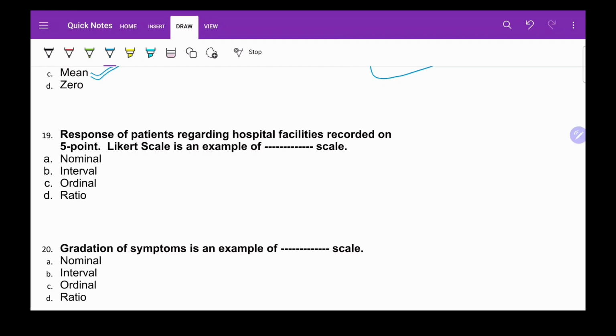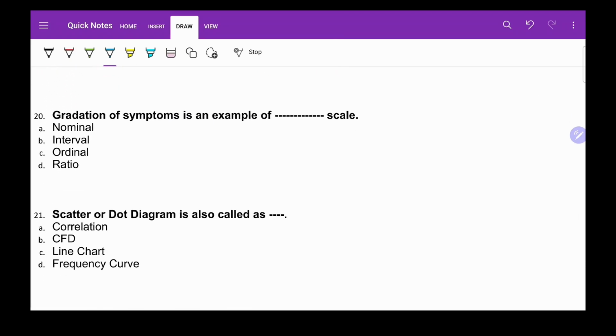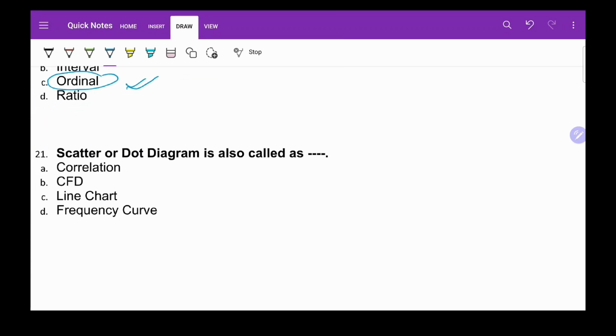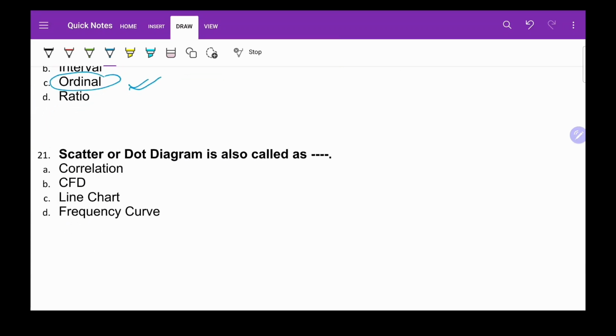Response of patients regarding hospital facilities recorded on 5-point Likert scale. Suppose we are taking feedback of patients, and feedback is taken on 5-point Likert scale. Then which type of scale is this? Ordinal. We know that if there is an order maintained, then we call it an ordinal scale. Gradation of symptom, same. If there is a gradation, there must be some order, and it comes under ordinal scale of measurement.